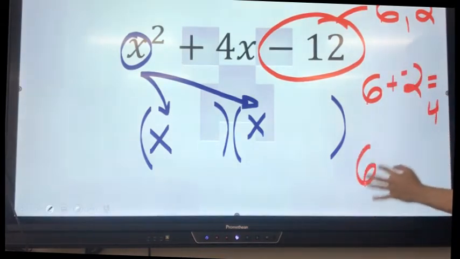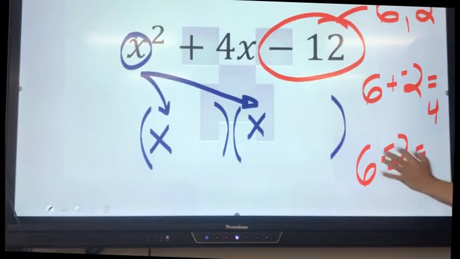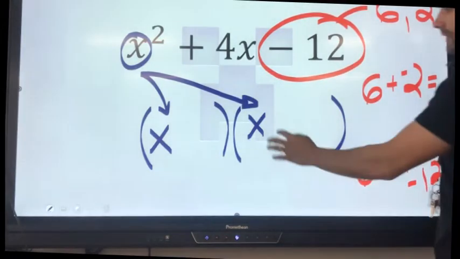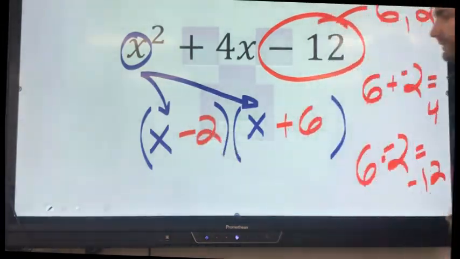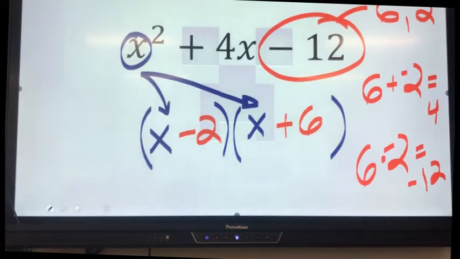Now, does it also work that 6 times negative 2 equals negative 12? Oh, that's good. It does, right? So that means plus 6 and minus 2 fills in my holes, and I'm factored. x minus 2 times x plus 6. I am done.